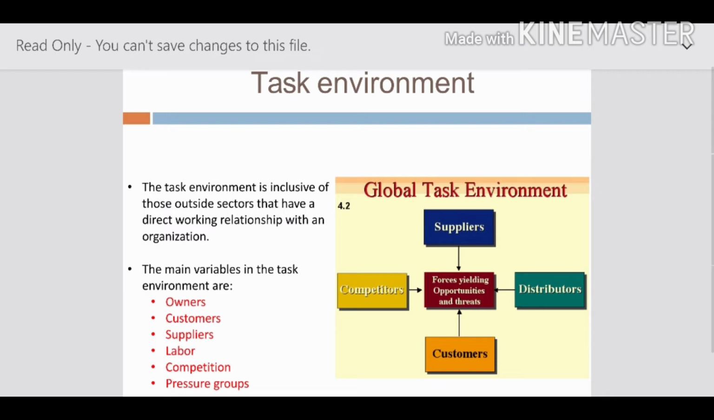So owners, as I told you, are focusing on return on investment. Customers need to buy our product. Suppliers need to send their expected resources on time, and labor should be competent. Competition, our product should be uniquely identified. Pressure groups can be categorized based on the size of the organization. It can be either creditors or trade union related members who are always seen as pressurizing groups.